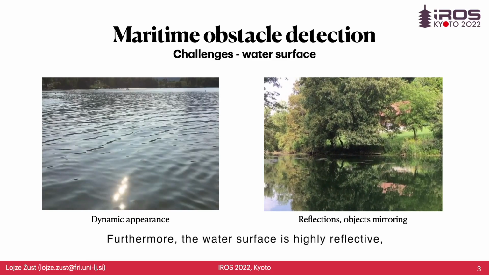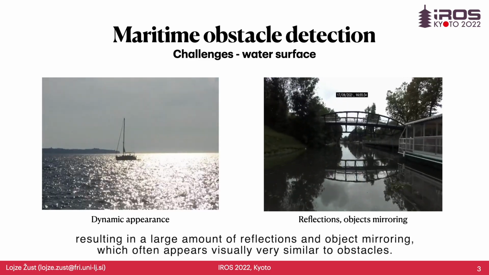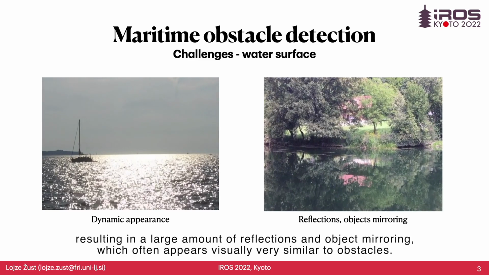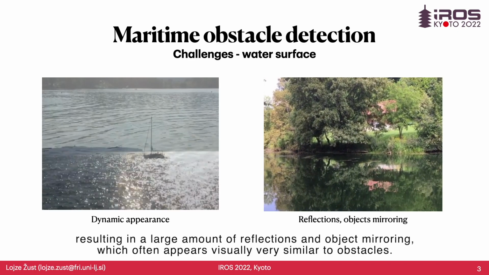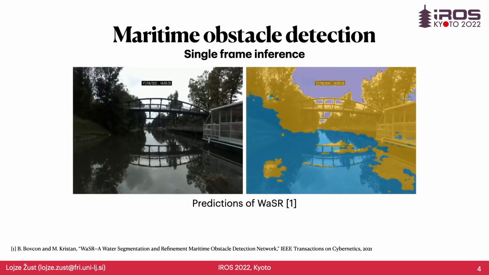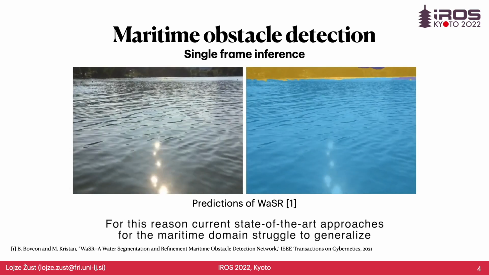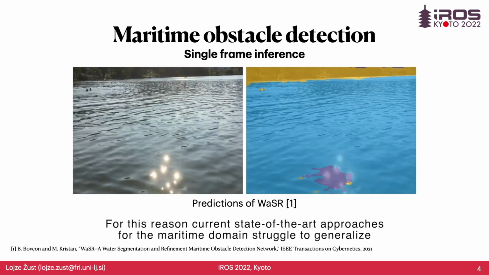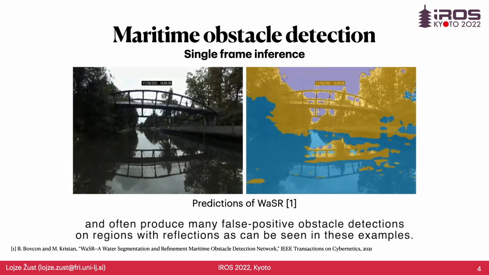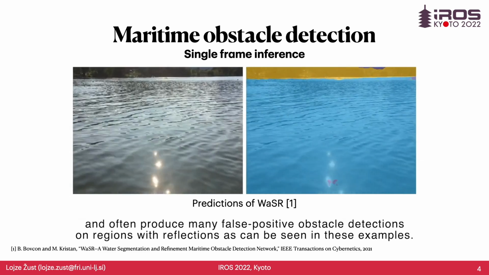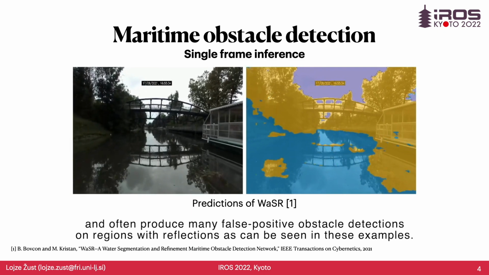Furthermore, the water surface is highly reflective, resulting in a large amount of reflections and object mirroring, which often appears very visually similar to obstacles. For this reason, current state-of-the-art approaches for the maritime domain struggle to generalize and often produce many false positive obstacle detections, especially on regions with reflections, as can be seen in these examples.